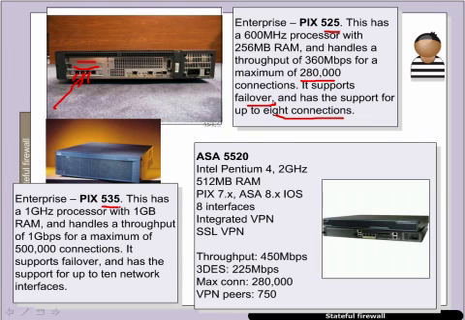Then we go into the 535. Fast processor, has quite a lot of memory that can be upgraded and can support 500,000 connections with failover and up to 10 connections, possibly in, out and 8 DMZs. The new range now includes the ASA 5520. It's a Pentium architecture, and it has integrated VPN, a fairly high throughput, and a massive amount of connections.